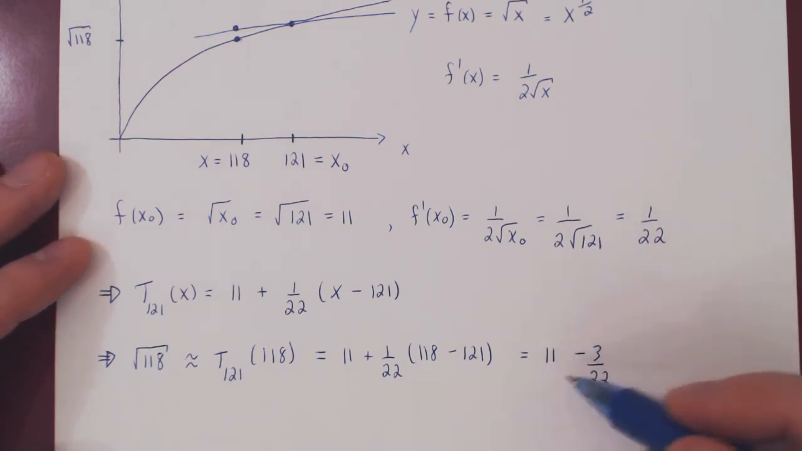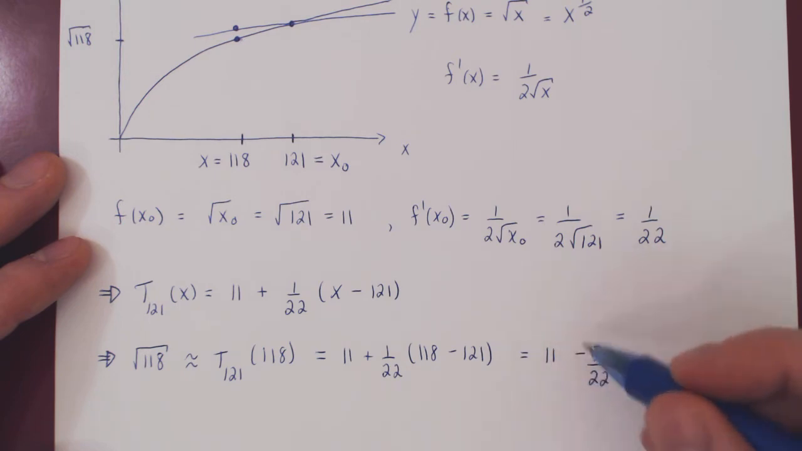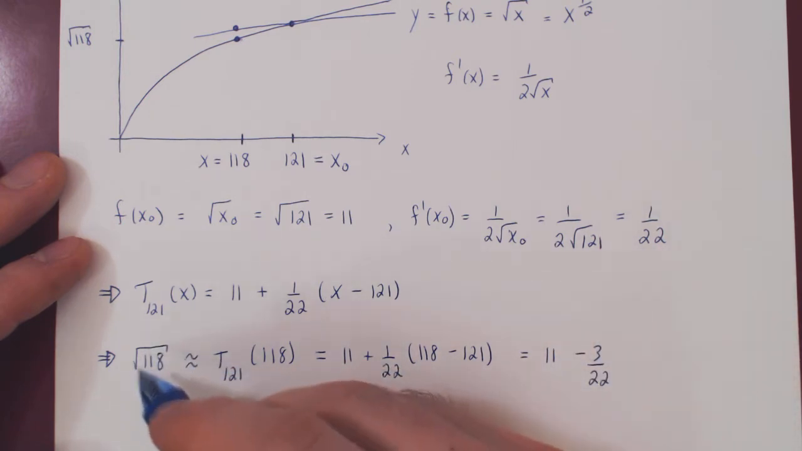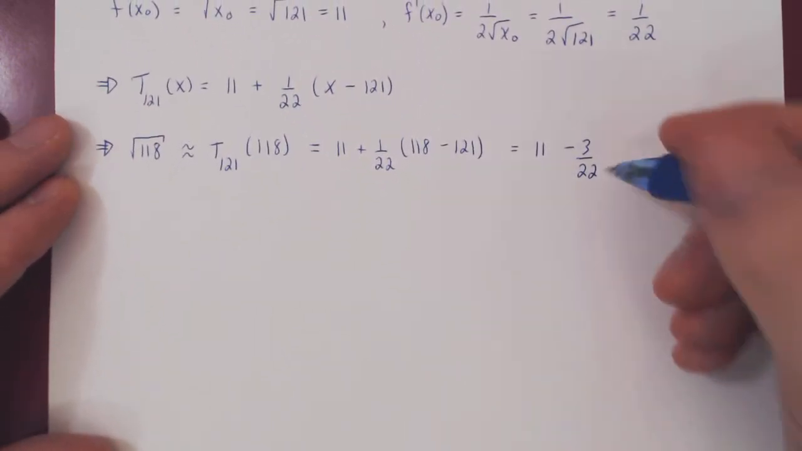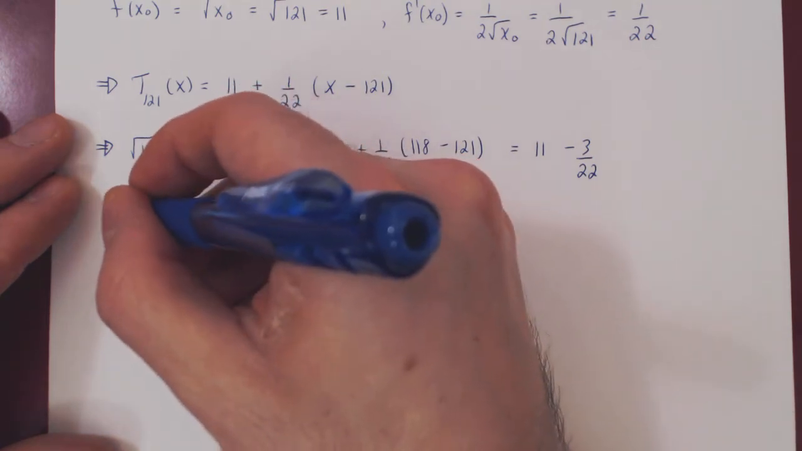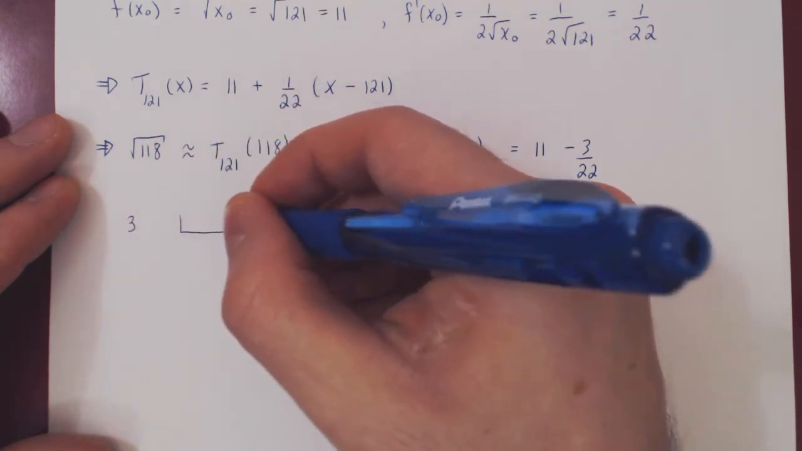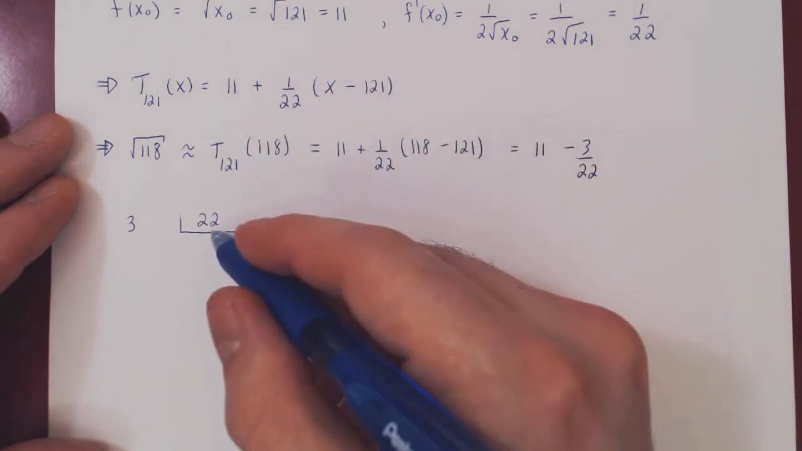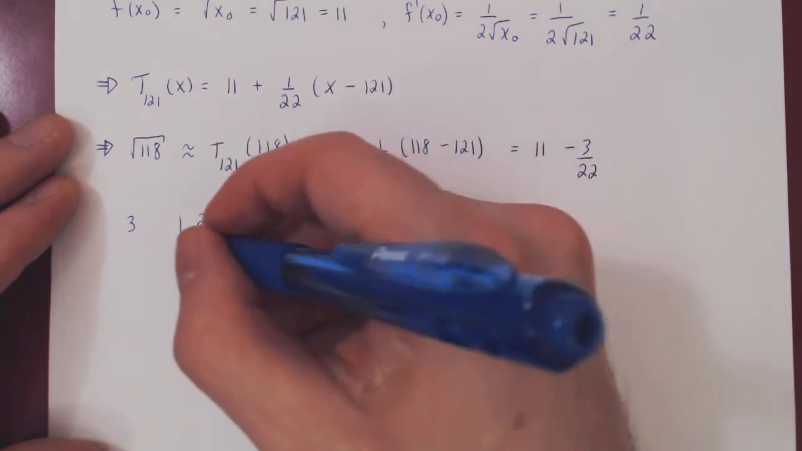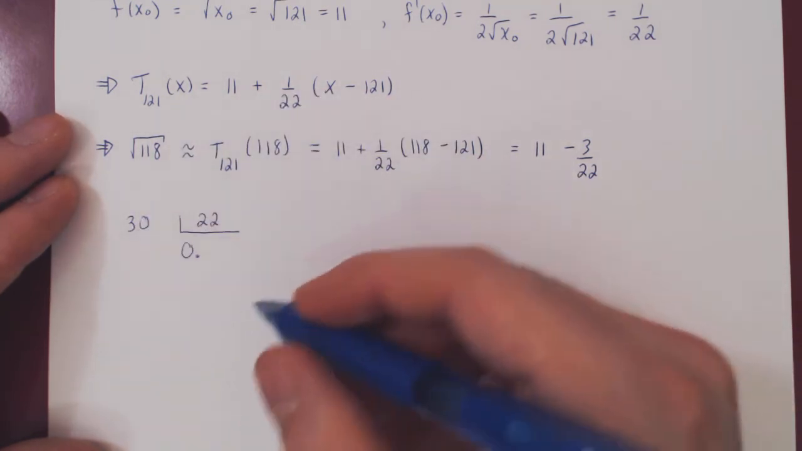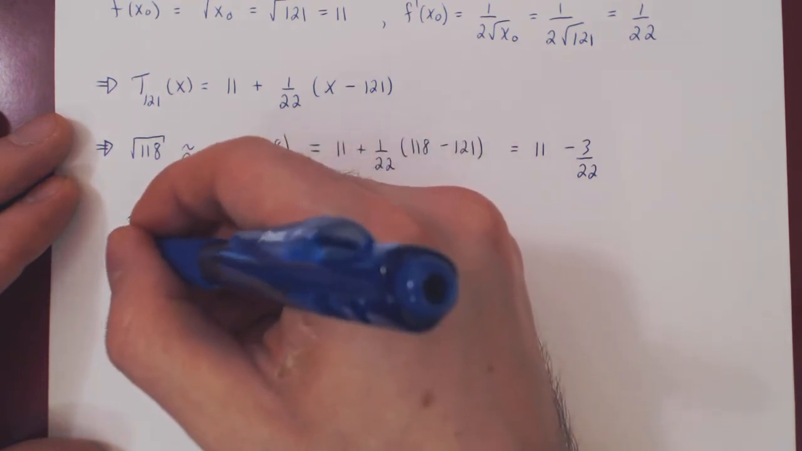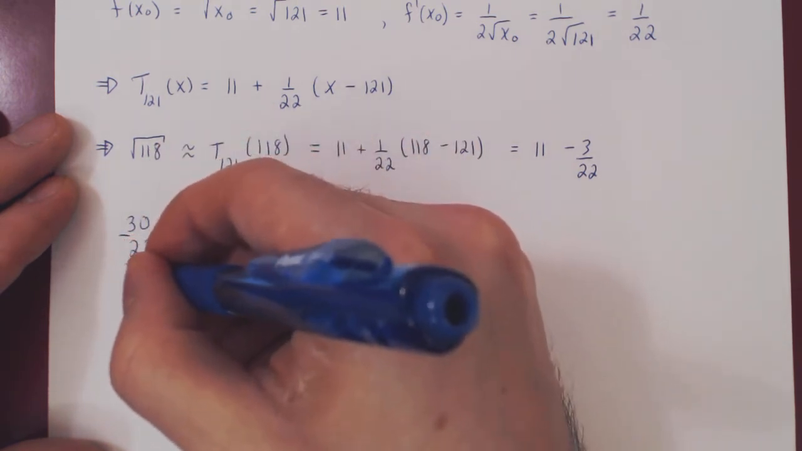Well, we could combine over a single denominator and then give the answer as a rational function, but it'd be nice to give a numerical decimal value to get a feeling for the value of the square root of 118. So here we'll simply use long division. We'll divide 3 by 22. Well, we can fit 22 into 3 0 times. We can fit 22 into 30 one time. We subtract, we get 8.